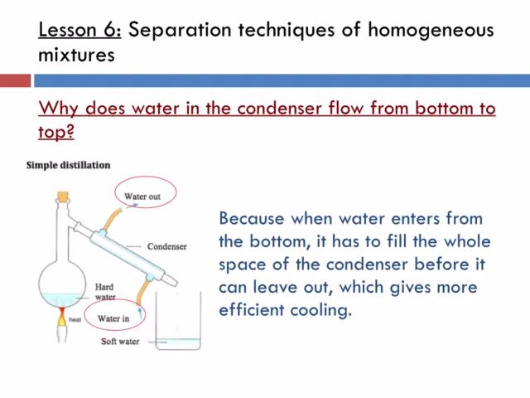One important question that we need to ask ourselves is, why does water in the condenser flow from bottom to top? As you can see in the picture in front of you, the water enters from the bottom and leaves from the top. The reason why this happens is because when we allow water to enter from the bottom, we're giving it more time to fill the whole condenser, the whole space of the condenser, before it can get out, which means that this will give us more efficient cooling and better results.